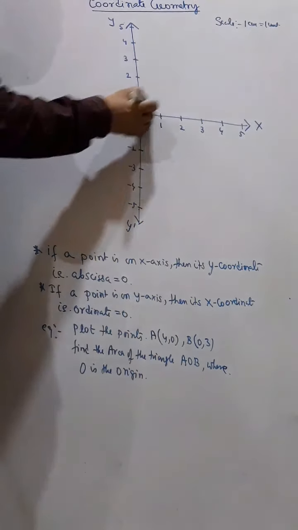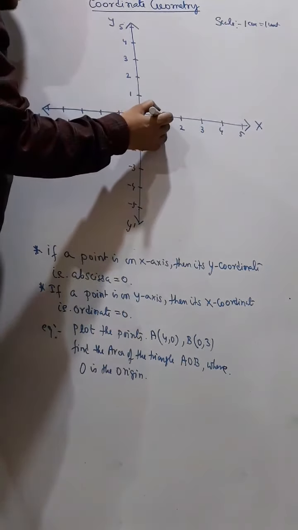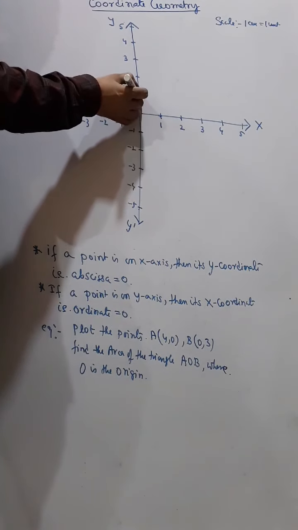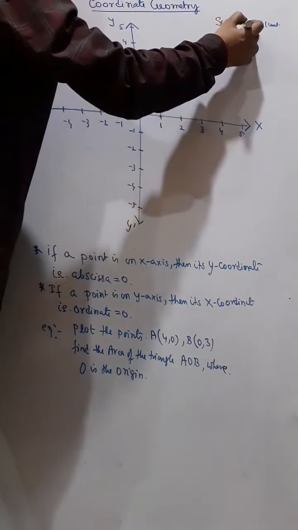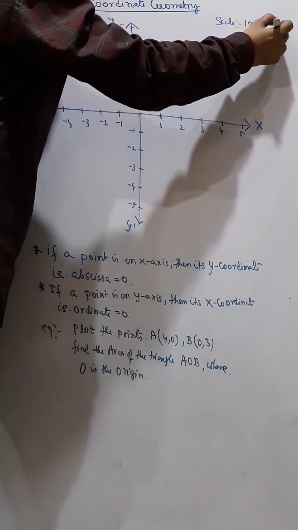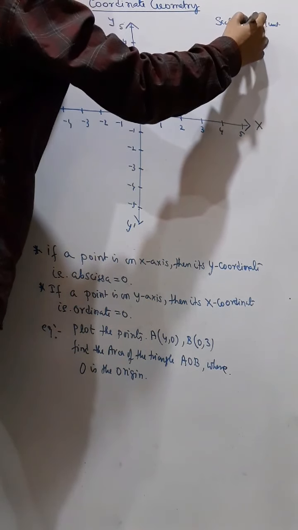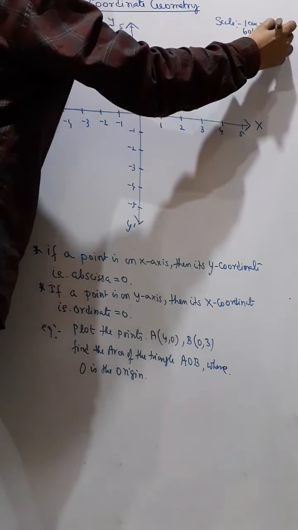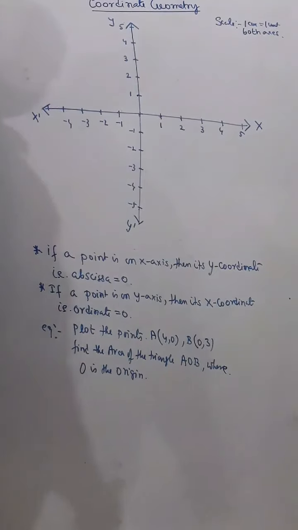And here in the x-axis we have taken 1 centimeter as 1 unit, and in the y-axis also we have taken 1 centimeter as 1 unit. So we will write here: scale, 1 centimeter is equal to 1 unit, both axes. So you have to write the scale first. Okay, so we'll write the scale: 1 centimeter is equal to 1 unit on both axes.